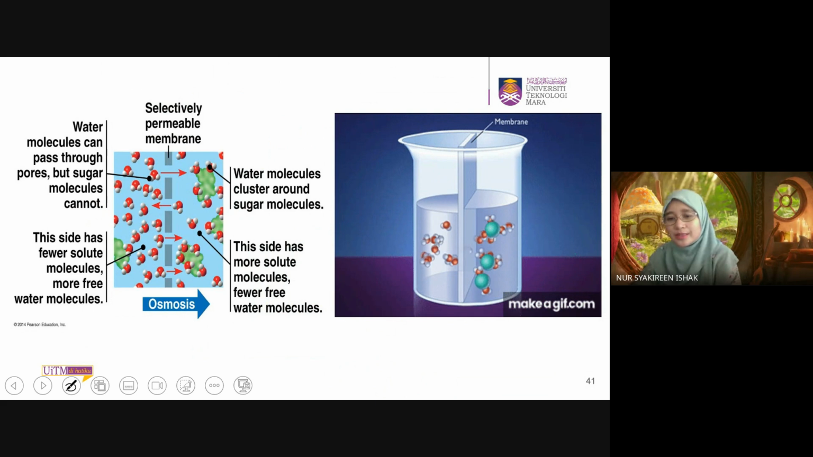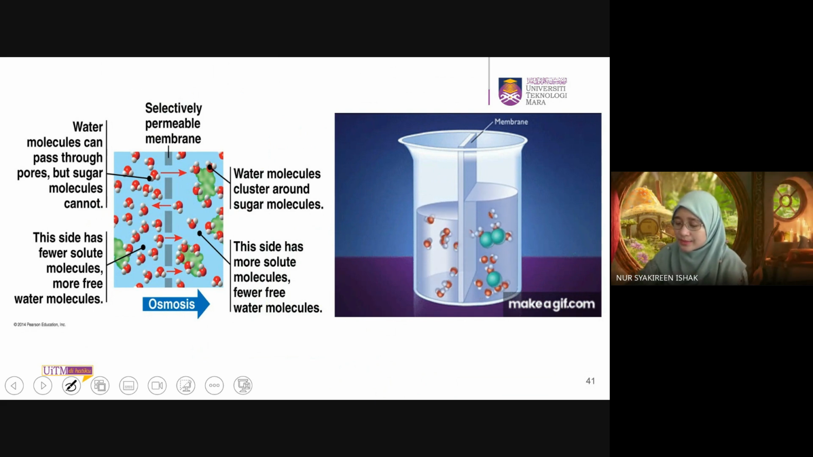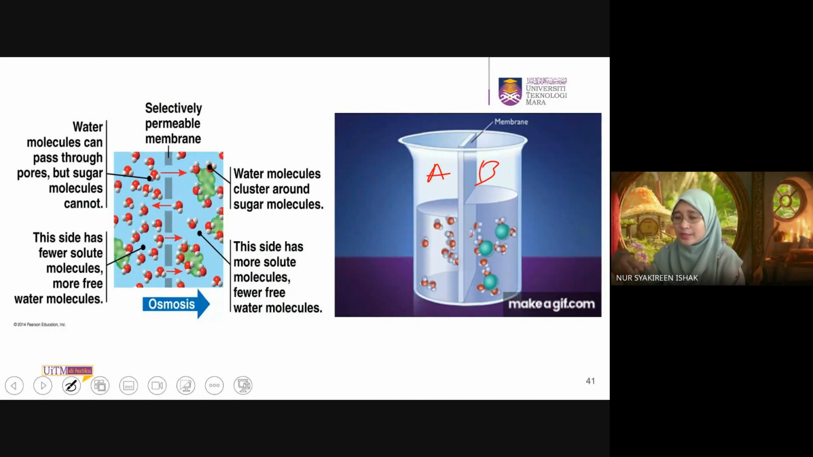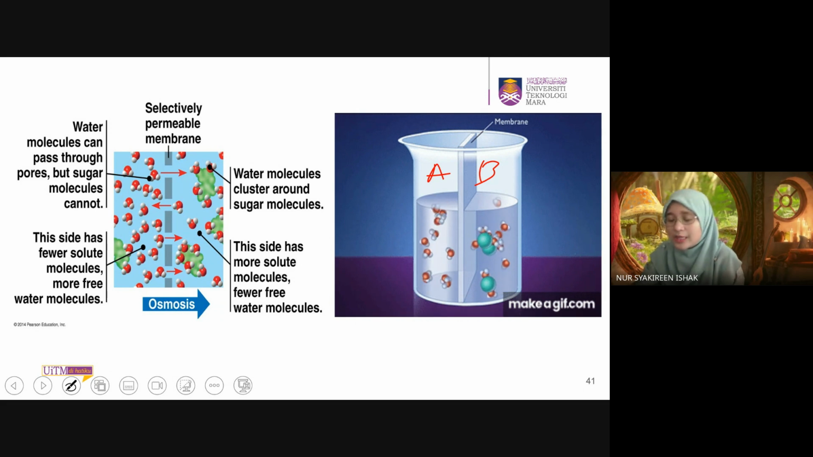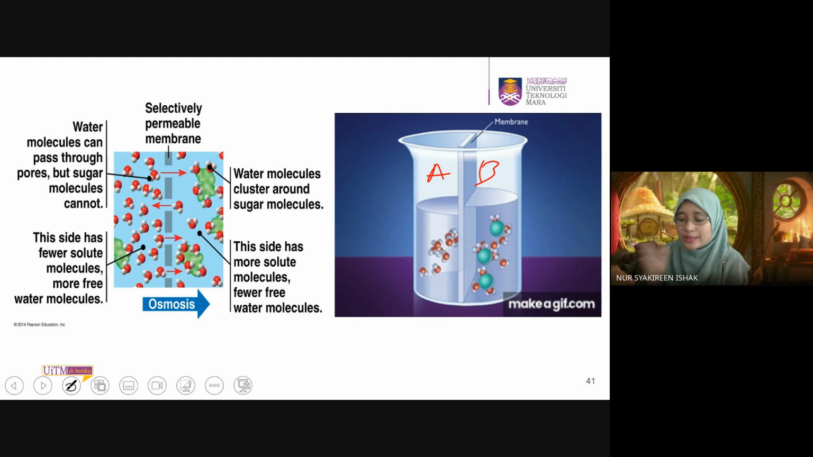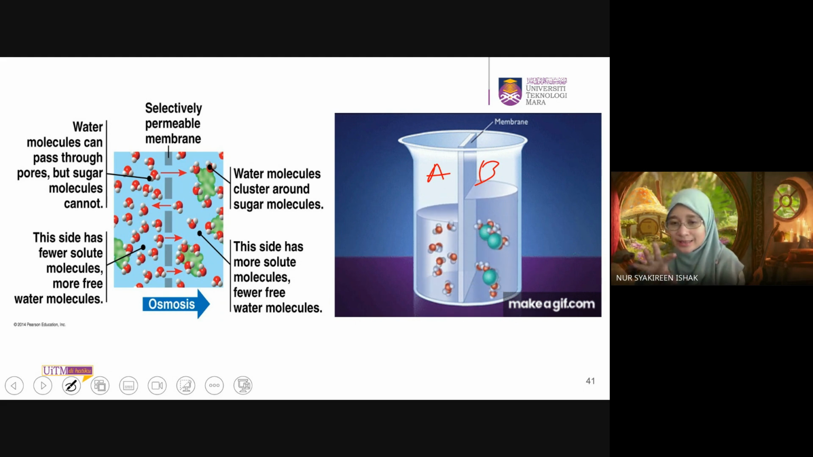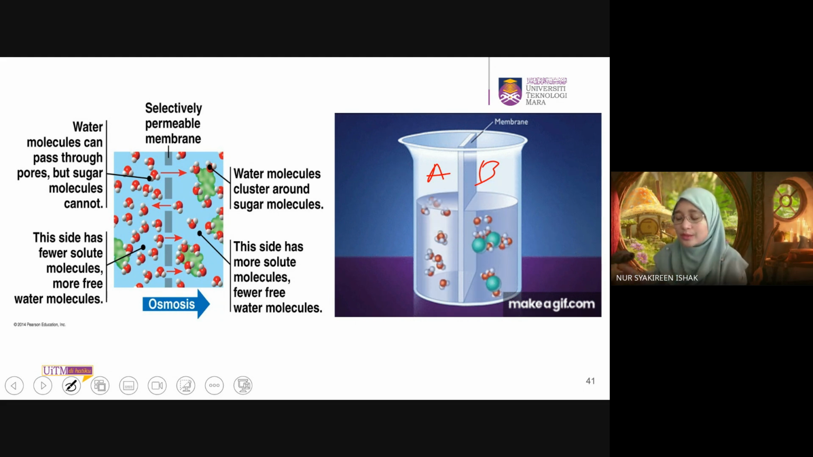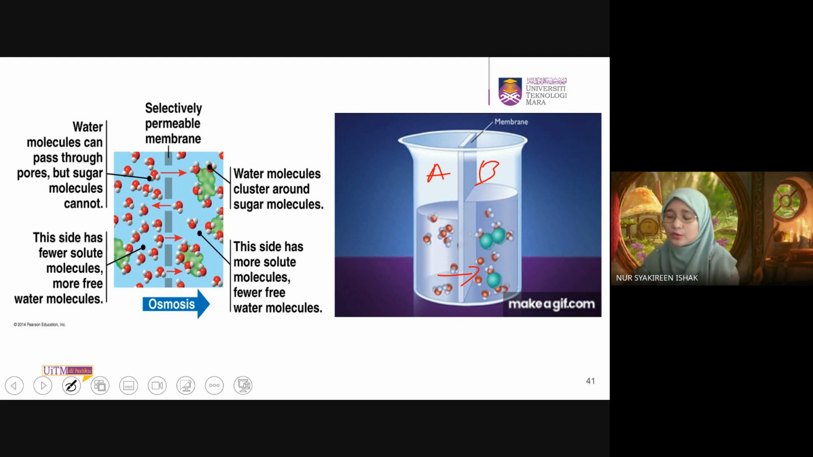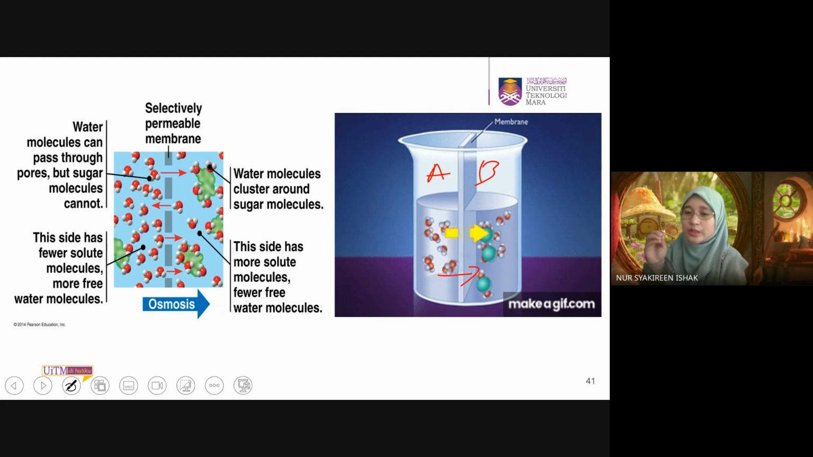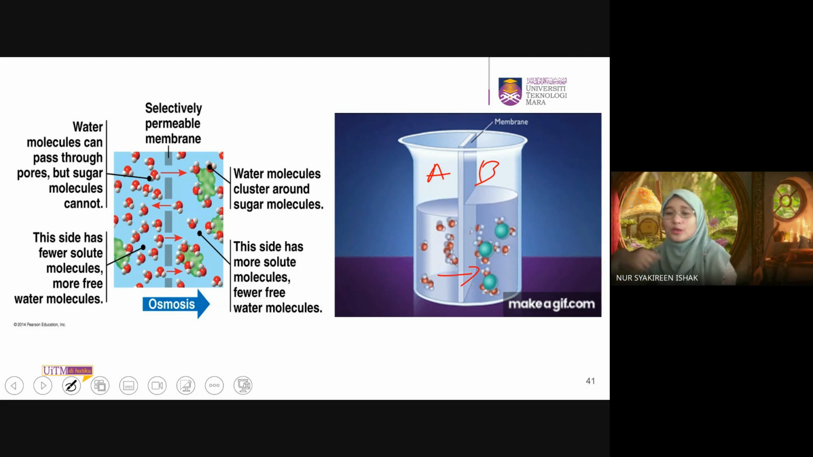So this is another animation, as you can see. From this animation, you have a beaker separating two different solutions, side A and side B. Solution A, solution B. Solution B is more concentrated. It has fewer free water molecules. Solution A is less concentrated. It has more free water molecules. So water will move from A to B, from higher free water concentration to lower free water concentration, or from lower solute concentration to higher solute concentration.